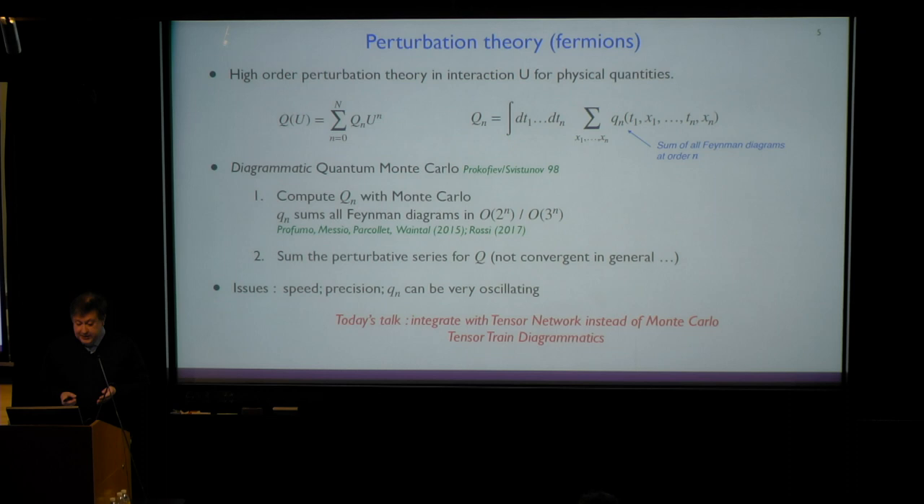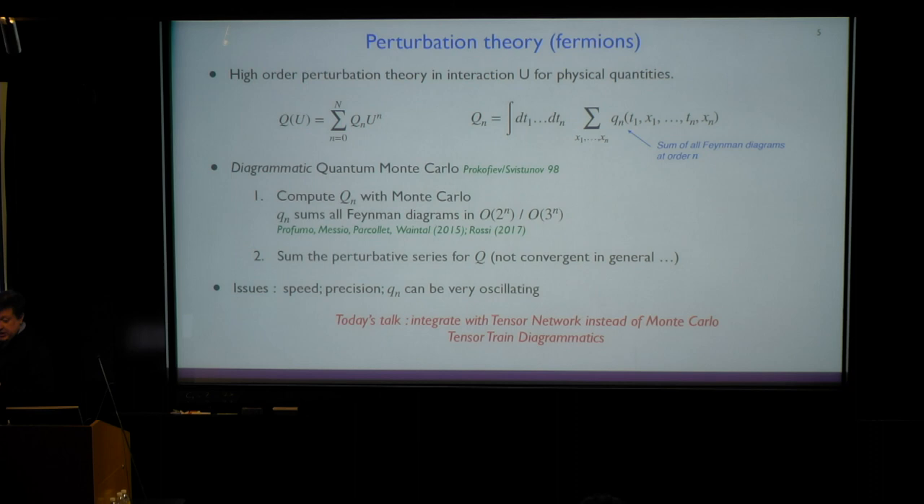And the second part is, as soon as you have the series, you try to make sense of the series by summing it. The difficulty, of course, is that the series is in general not convergent, apart from weak coupling. And there are techniques to deal with that. So there are several issues in this field. First, speed. Why do we want to go beyond Monte Carlo? Because Monte Carlo is slow. We want to have higher precision, especially when you want to resum series.